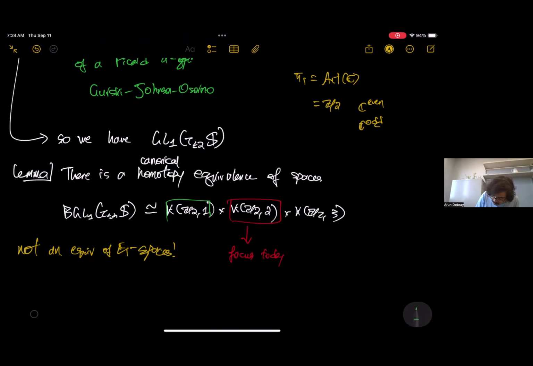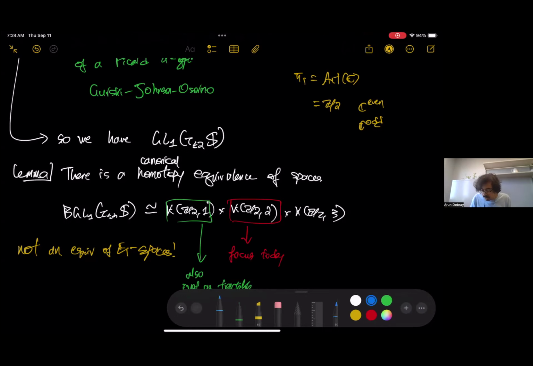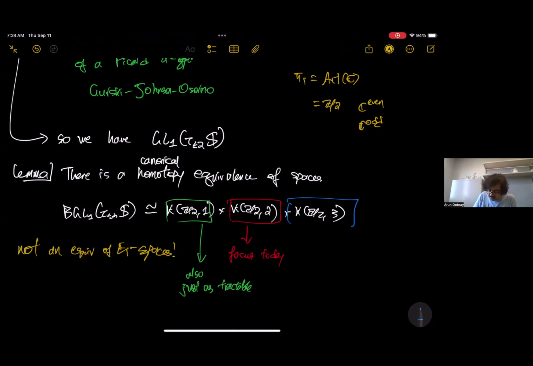The degree 1 part is just as tractable. So in applications, the degree 1 part doesn't come up as much, but that's fine. So we're just not going to worry about it today. But if you need to do a computation of that, the same methods work.